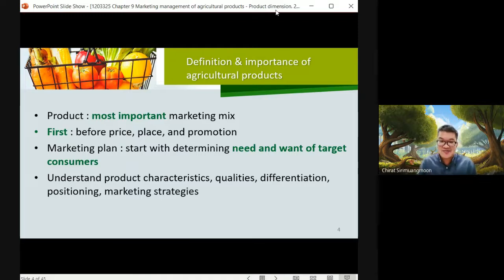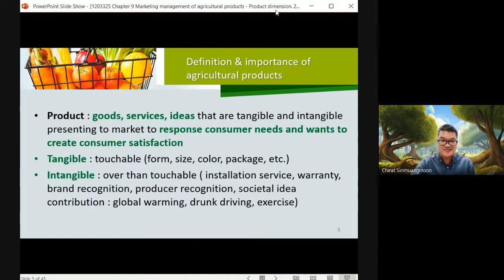And the last one, if you understand the products clearly, you can set the marketing strategy very clearly as well. Sometimes if you don't have a clear concept of the products, it might not be easy for the marketers to set the strategies or to apply the strategies to the products. So think about this carefully.